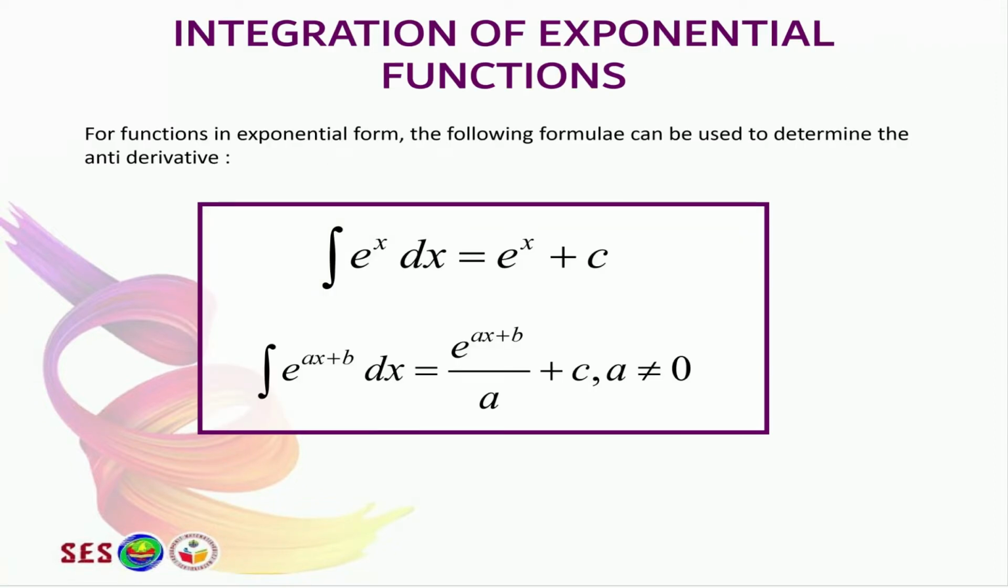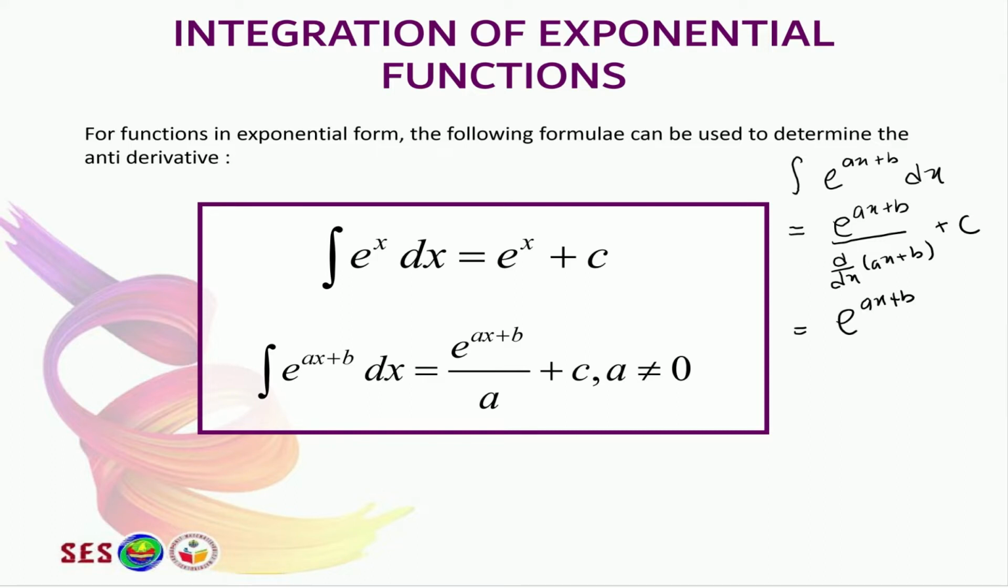So, how do we integrate an exponential function? Let's say we have to integrate e to the power of ax plus b with respect to x. So this is equal to, write it back, and then you divide by the differential of ax plus b, and don't forget the c. So this is equal to e to the power of ax plus b, over the derivative of ax plus b, which is a, plus c. So that's how you integrate the exponential function.